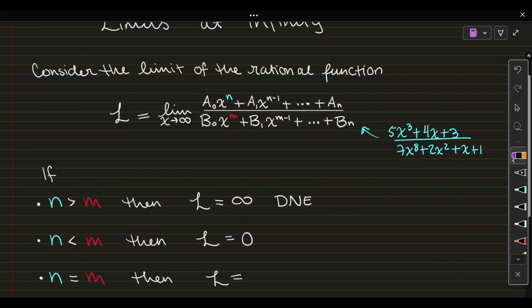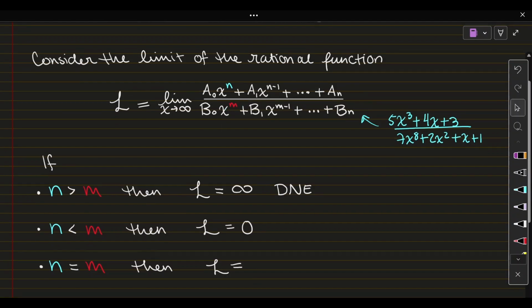And if n equals m, so if the degree in the numerator equals the degree in the denominator, then we take the ratio of the leading coefficients, the coefficients on the highest degree x. So in this case it would be 5 because it's on x to the third, which is the highest power, and 7, which is on x to the 8th, which is the highest power in the denominator. So L is going to be a naught over b naught, where a naught and b naught are the leading coefficients, the coefficients on the highest degree x's.